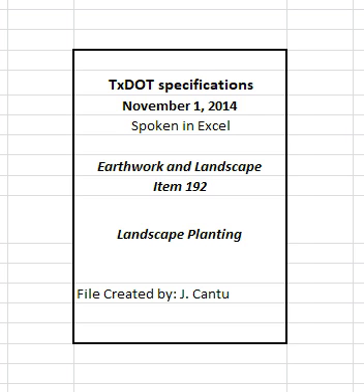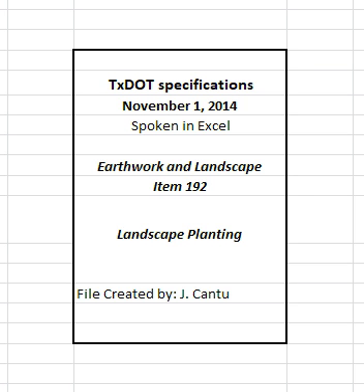Item 192. Landscape planting. 1. Description. Provide and install plants and related materials at designated locations. Maintain plants, related materials, and landscaped areas at the specified frequency.